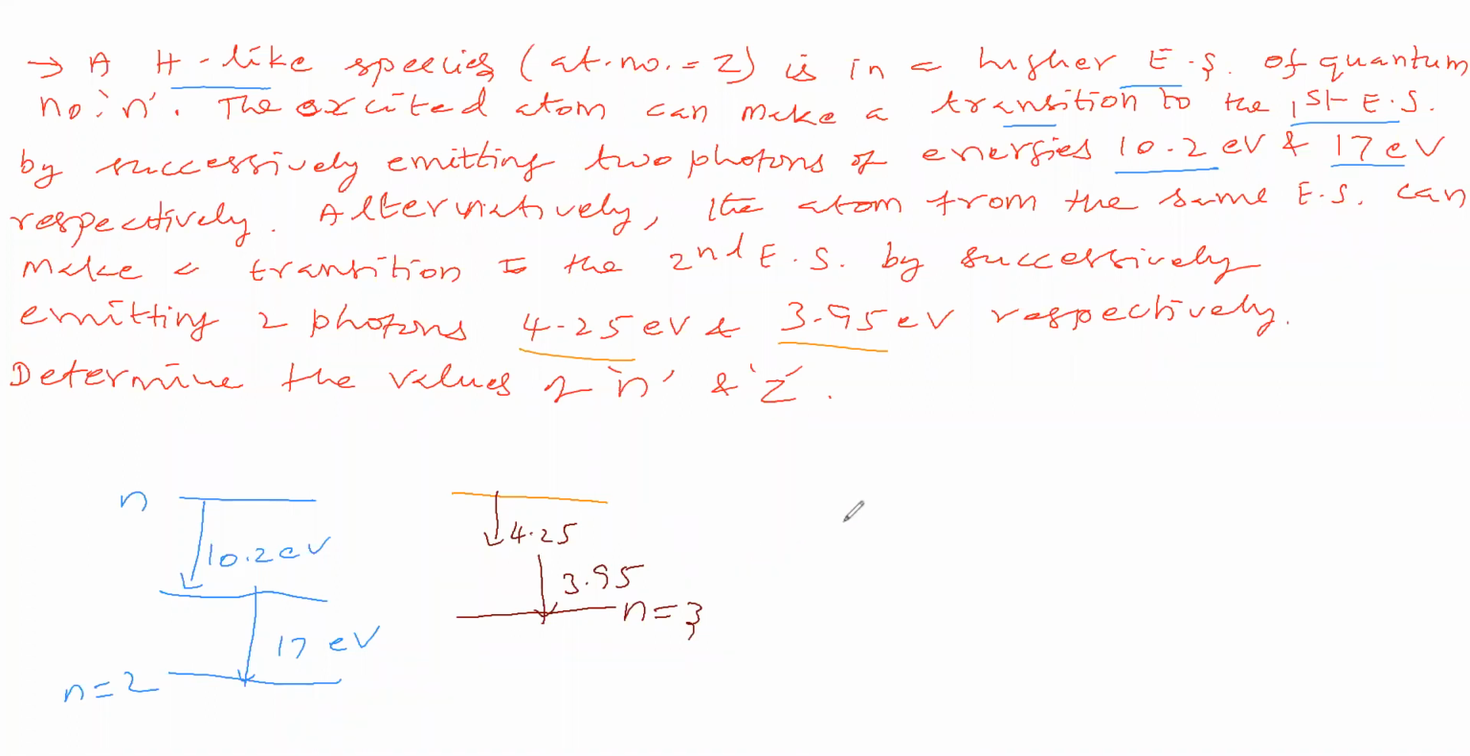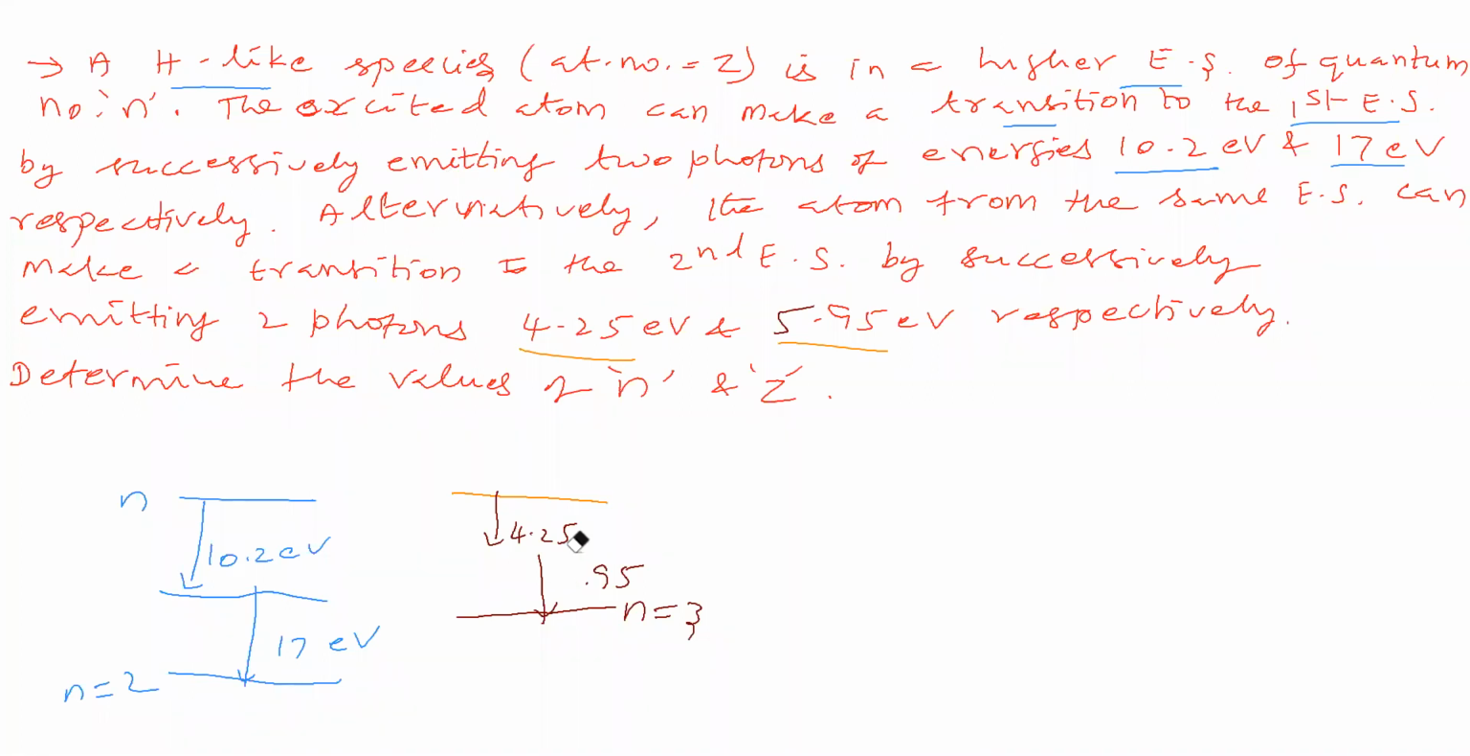3.95 electron volt it is emitting. Sorry, okay. So now we can say here in this question one mistake is there. It is not 3, it is 5.95.